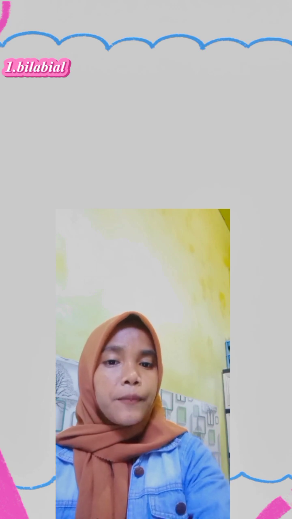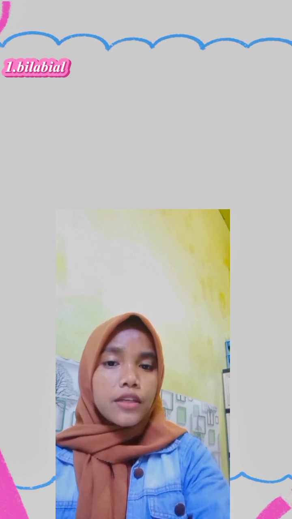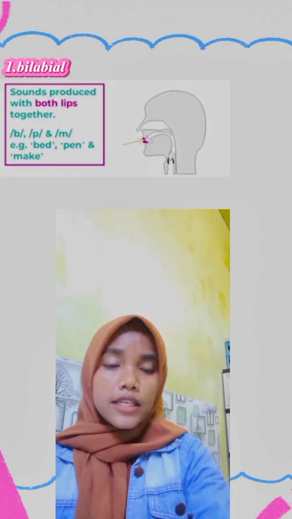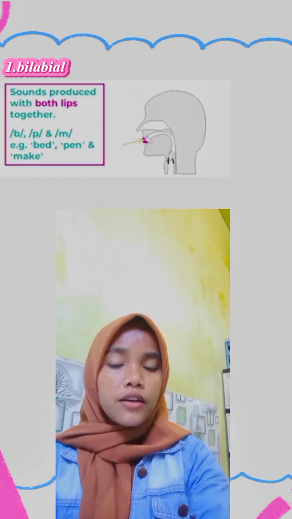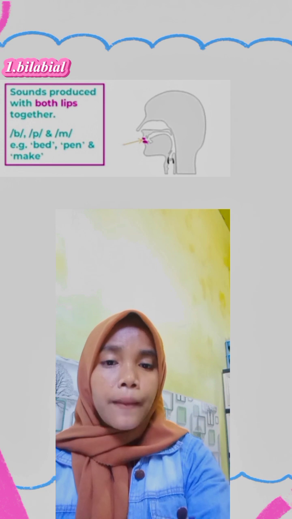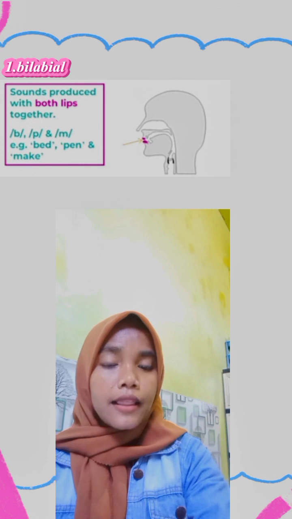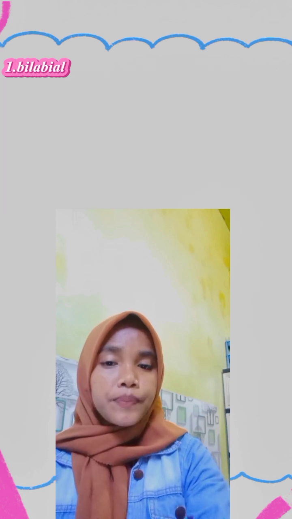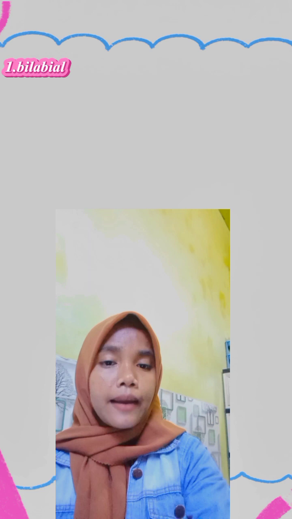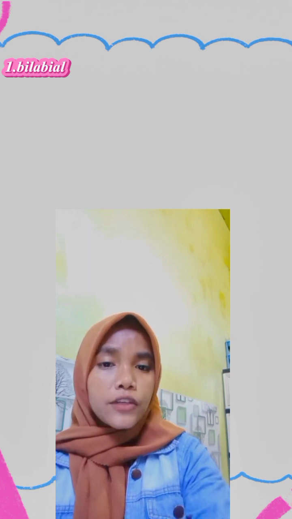First of all, bilabial. Bilabial really means that both your lips are involved, and you can see those in the cross-section diagram on this screen. So, the sound is produced with both lips together. For example, b, p, and m. For example, bed, pen, or make.